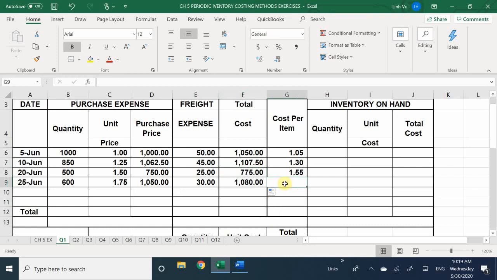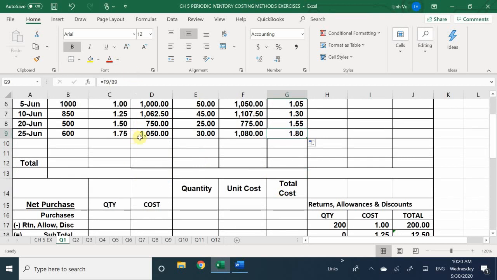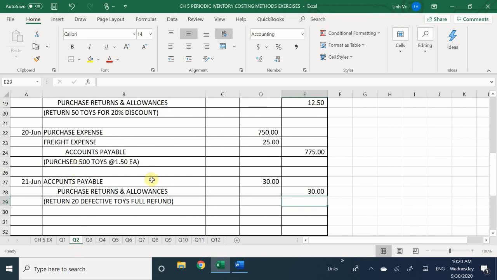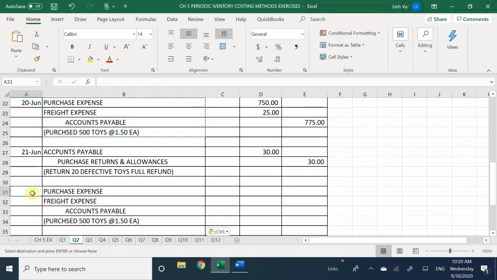Okay, and then I'm going to go ahead and solve for my cost per item, and I'm going to get $1.80. Okay, even. Okay, cool. So this is my cost per item. Now that I recognize that it's $1,050 plus 30 gives $1,080, we're going to go to my journal. And again, we've recognized that it's going to be the same exact transaction here, right? We're going to debit our purchases, and we're going to credit our freight expense. Okay? And this was on June 25th.